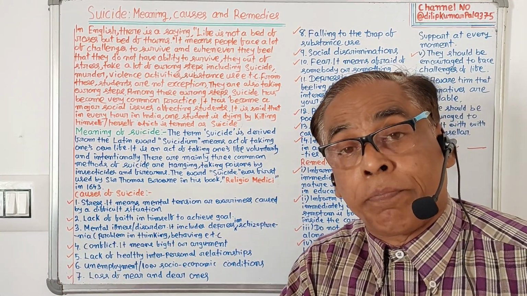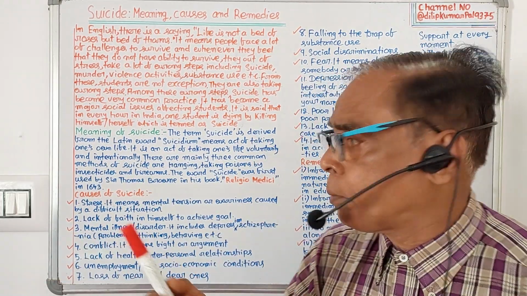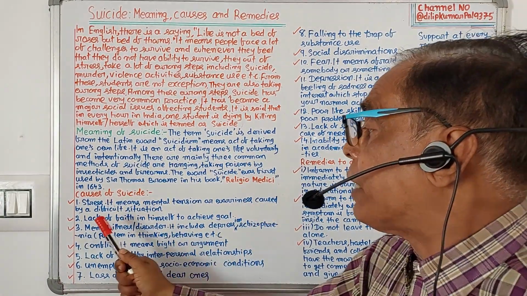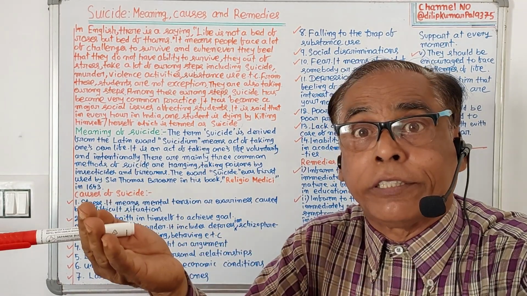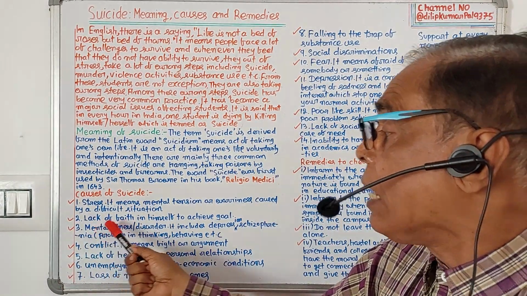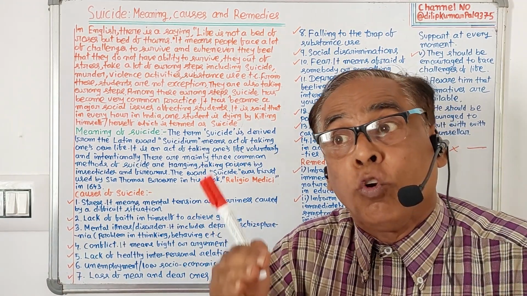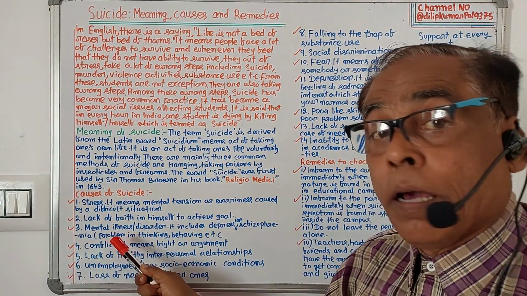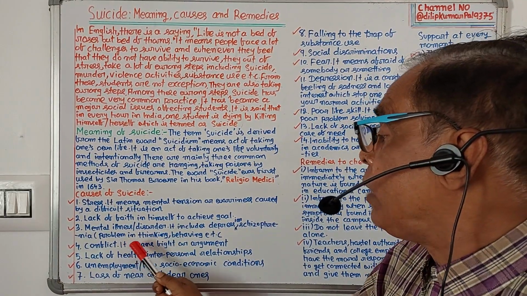Now discuss causes of suicide. What factors are responsible, which encourage a man or force a man to commit suicide? Number one, stress. It means mental tension or weariness caused by a difficult situation. Whenever a person feels that he is unable to face a difficult situation, he will be in mental tension or stress. At that time he wants to commit suicide. Number two, lack of faith in himself to achieve goal. Whenever a person feels that he will be unable to achieve the goal, he will take shelter of suicide. Number three, mental illness or disorder. It includes depression, schizophrenia, problem in thinking, behaving.